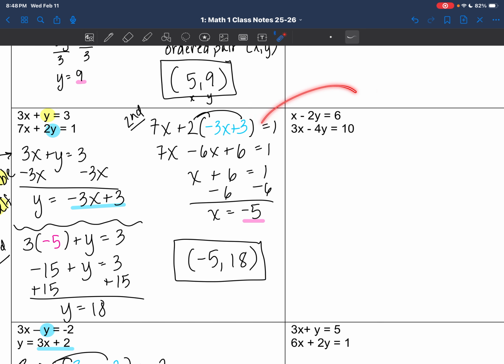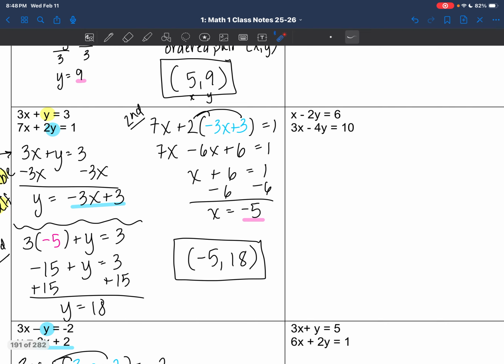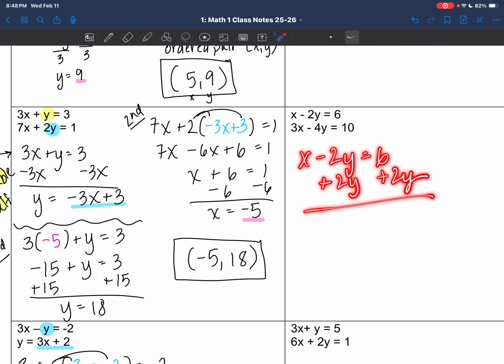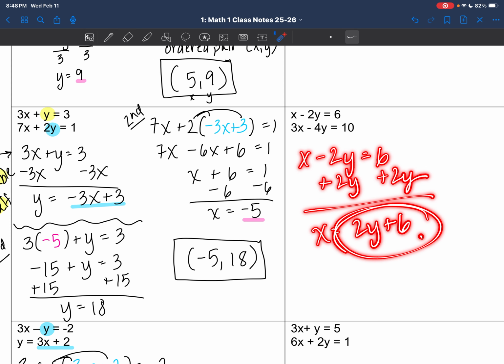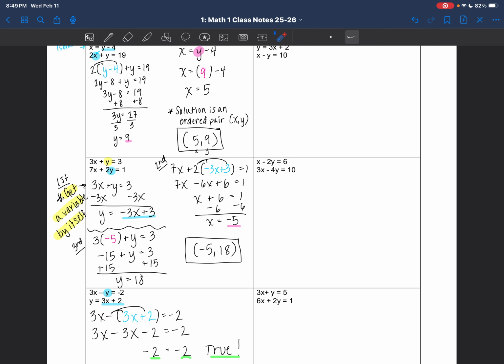So I want you to go ahead and try this one. I'm going to give you a hint. This x is already by itself, so it would be really easy to do this equation first by adding 2y. So once you get x equals 2y plus 6, then you can substitute this in for here. All right, so I want you to go ahead and try this.